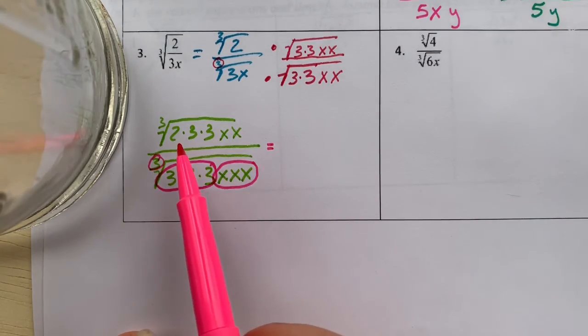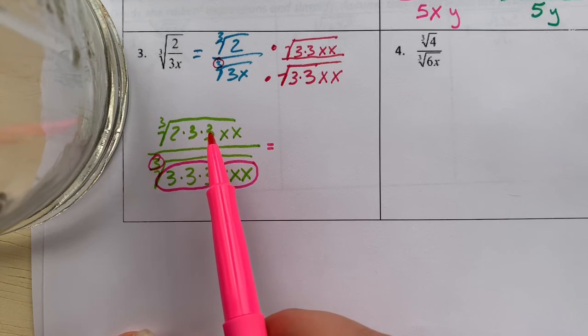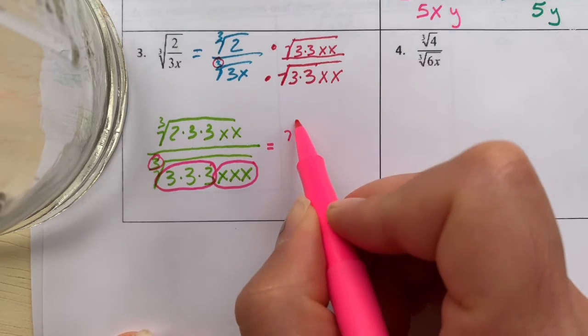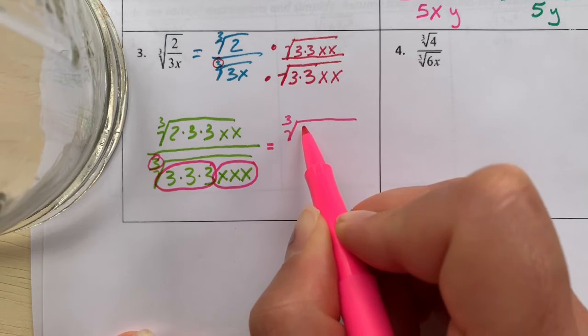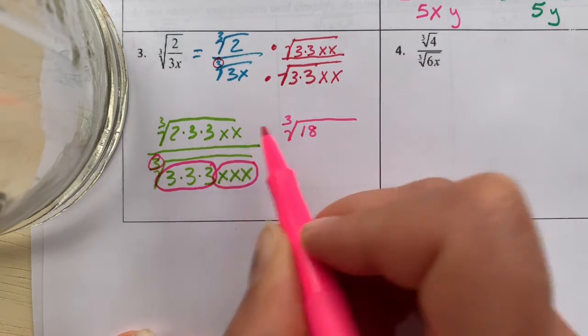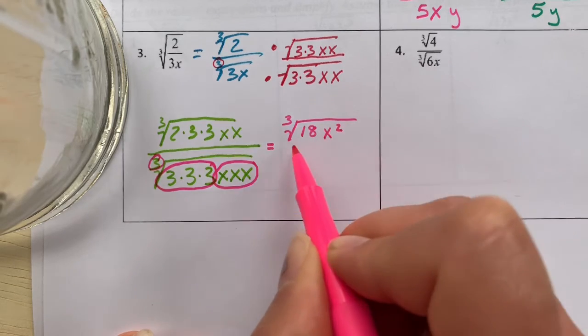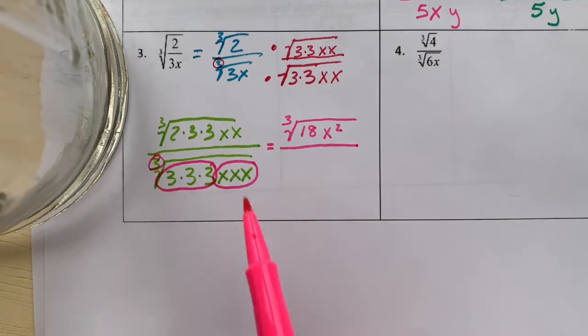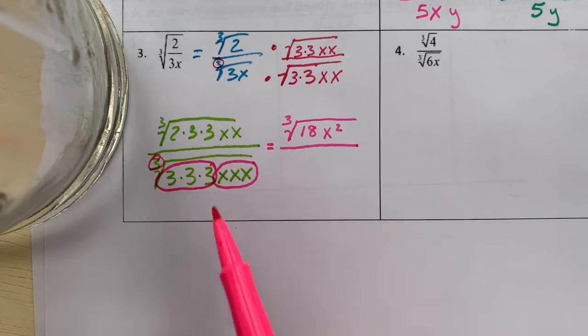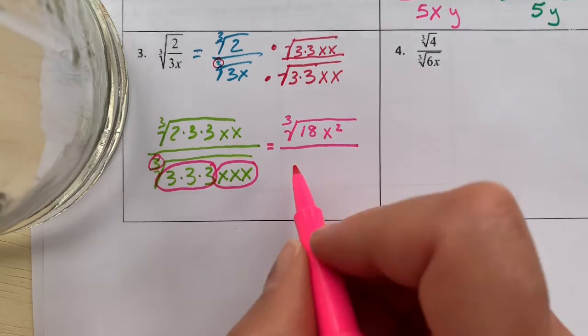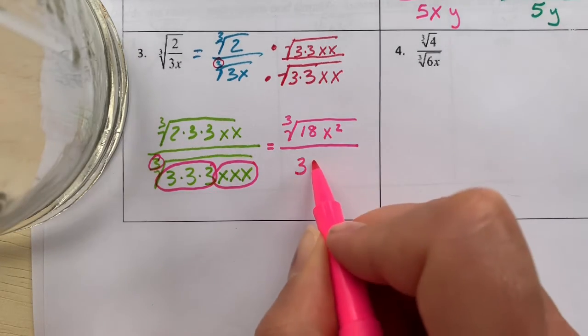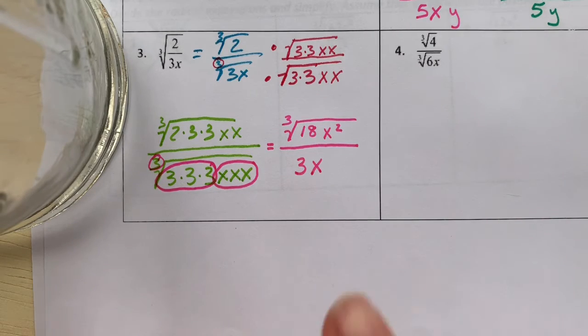So 2 times 3 times 3 is 18. That stays inside my radical. And I have 2 x's. I can write it as x squared. Notice I don't have anything left inside the radical on the bottom, and that's exactly why we did this. So I have one group of 3, and I have one group of x. So that's my answer. No radical on the bottom is the reason we did this.